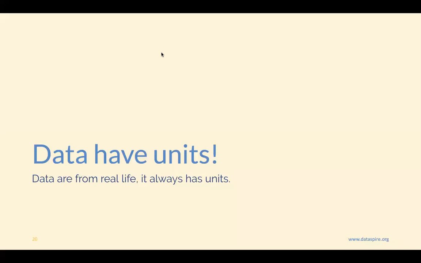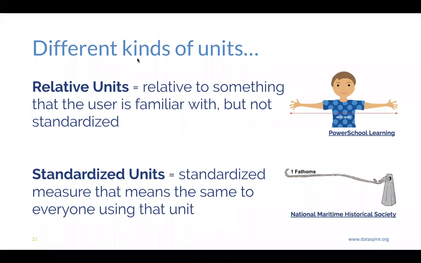Another key thing to remember about data is that data have units. Data are from real life, so they will always have a unit, even if that unit is actually non-existent because it's a ratio and the units cancel each other out. But they had units going in, so it's a sort of funky thing. But data have units, and there are different kinds of units that our data can have. We can use relative units, which is, as it sounds, relative to something that the user is familiar with, but that's not standardized across any user.